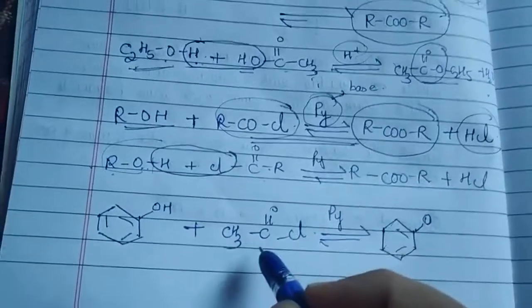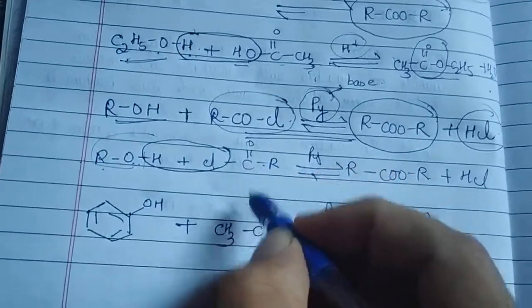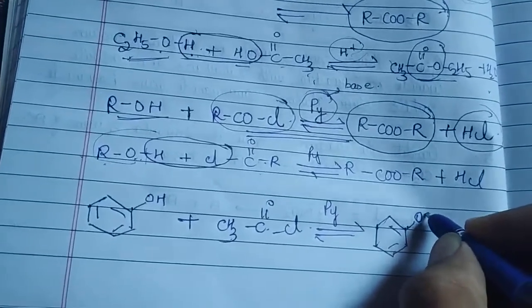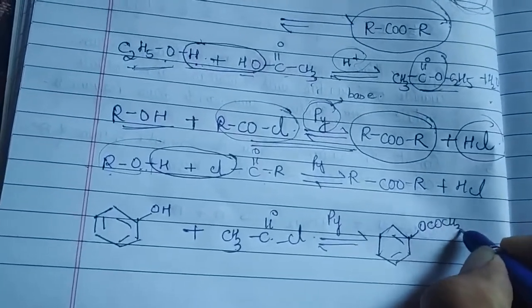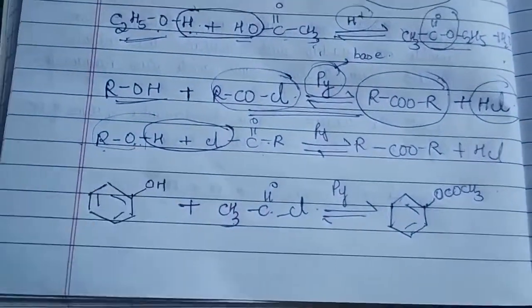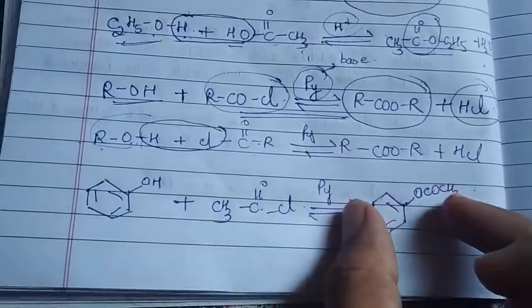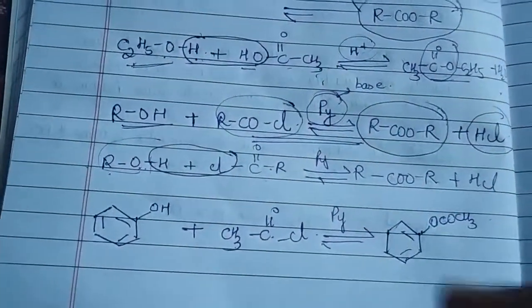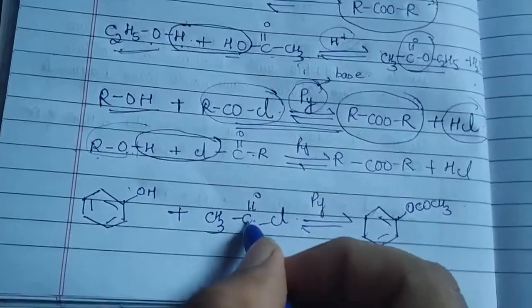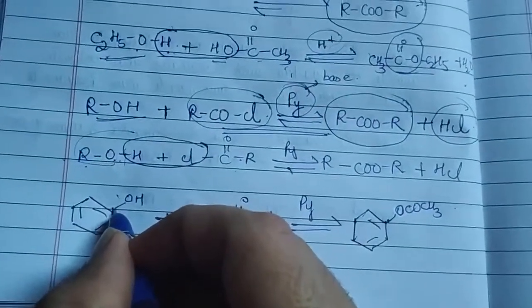So the O of the alcohol will be retained. Now what should come? Once again, you have to come with COCH3, so OCOCH3. Are you able to see? Why have I given this example? Because it will clearly show where the cleavage is going. In case it was with OH and here Cl, the C should come and attach to the benzene ring.